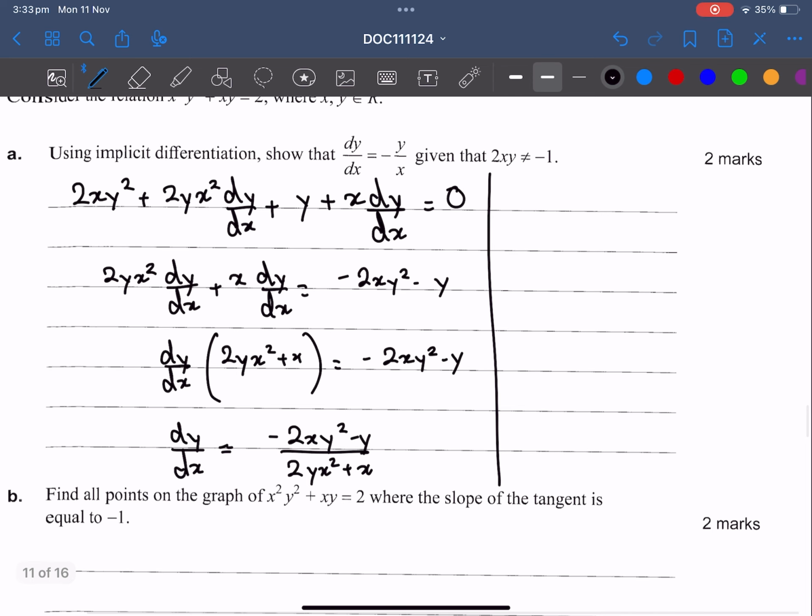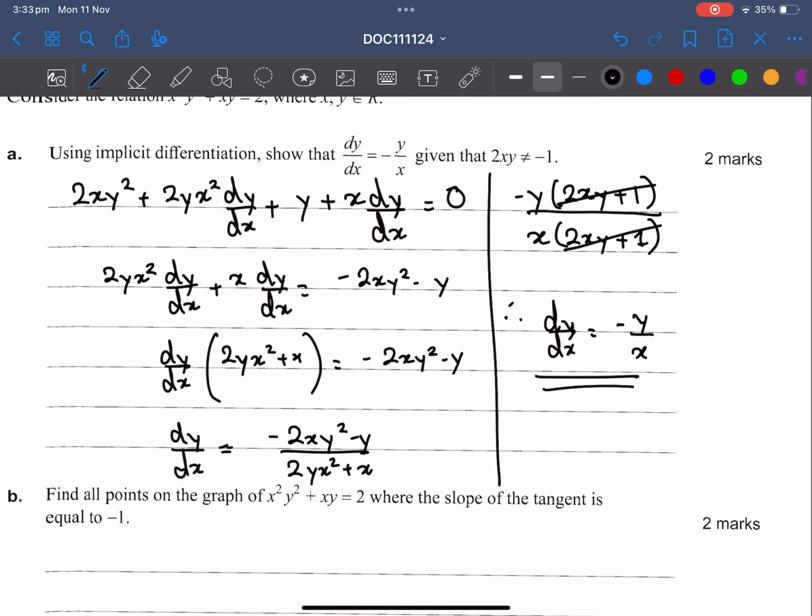Okay, yeah, we can take out y and x respectively. So negative y, we'll take that out, and we'll get negative y times (2xy plus 1) divided by x times (2xy plus 1). So this and this would cancel out. Therefore, dy/dx equals minus y over x.